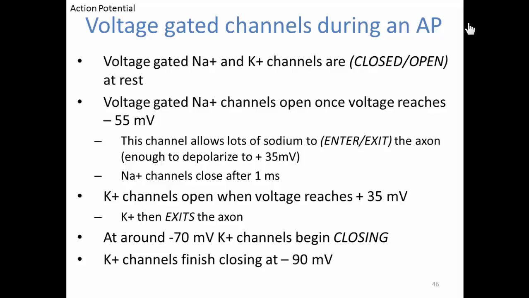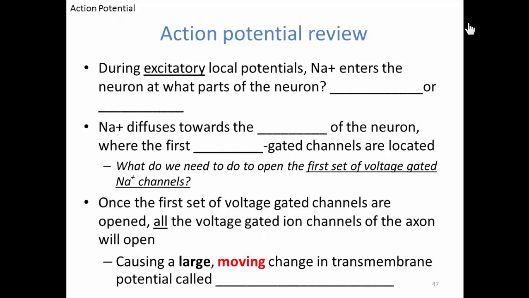The potassium channels open when the voltage reaches plus 35 millivolts. Potassium then exits the axon. At around negative 70 millivolts, the potassium channels begin closing, and they finish closing at negative 90 millivolts. So a nice summary of what we've talked about. See if you can fill in these blanks here for a review on action potentials.